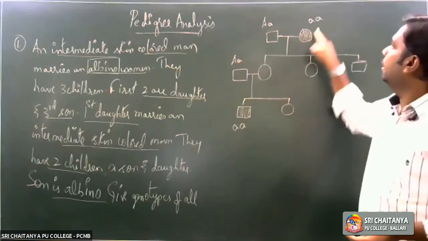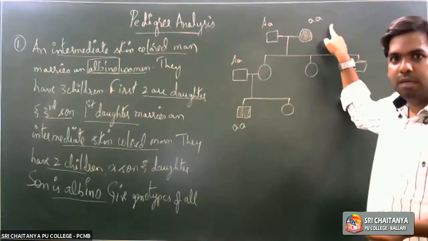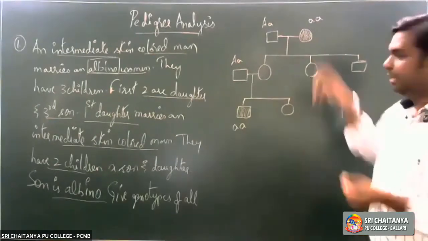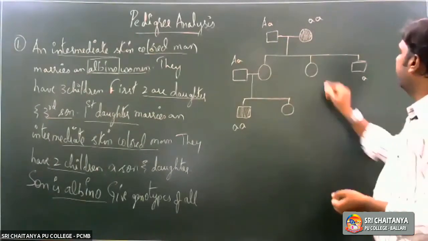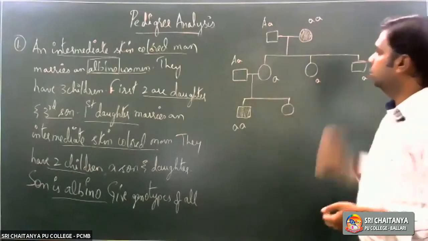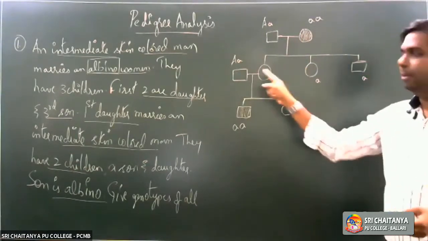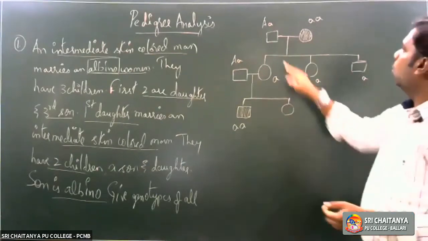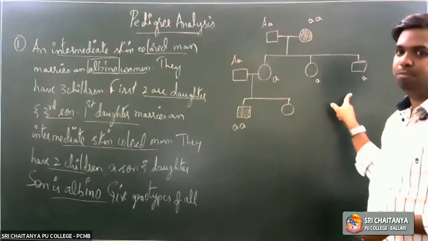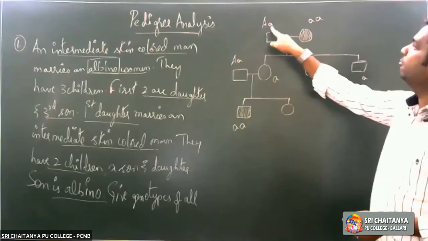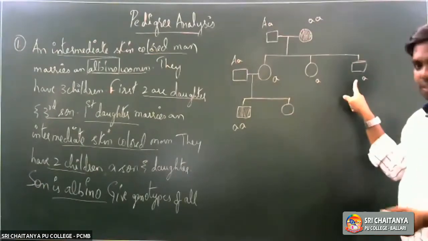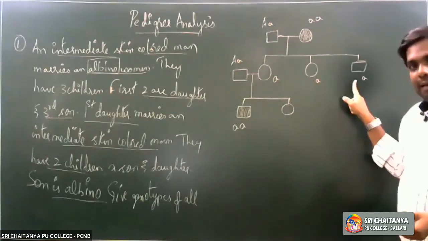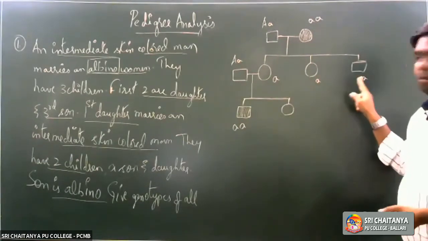Now, the female is homozygous recessive. Since the female is homozygous recessive, definitely the female will be giving one recessive allele to all of the children here, right? Now, what will the father be giving here? If the father gives a recessive allele, this male will be affected. This male will be albino, but this male is normal.